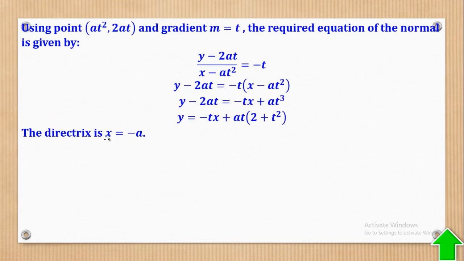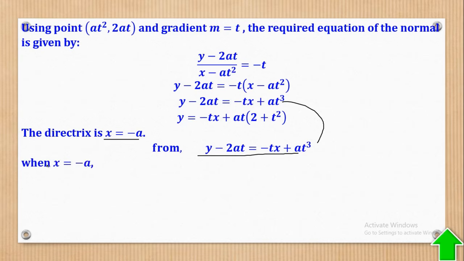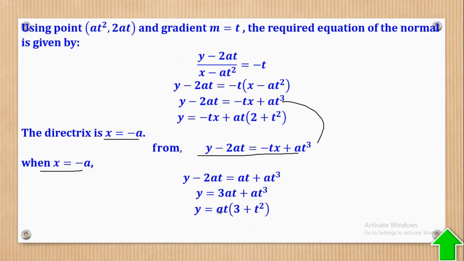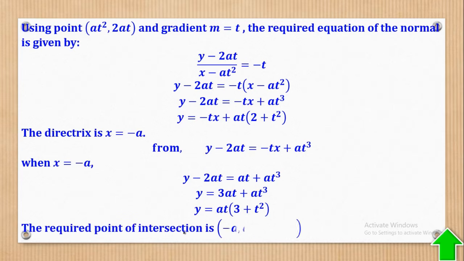So the directrix is x equal to negative a. I think we saw that in your mathematical logbook. Now from this point, which is here, we shall say that when x is equal to negative a, we shall be able to come up with the value of y. So substitute and simplify, y will be that. Therefore, the required point of intersection will be negative a and this point, because they told you that it intersects the directrix.